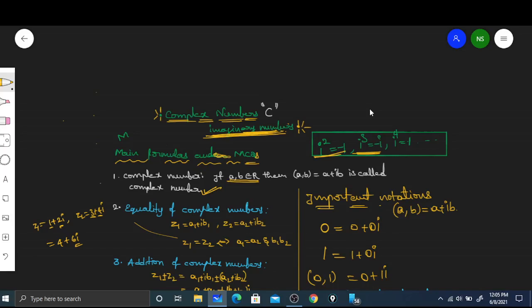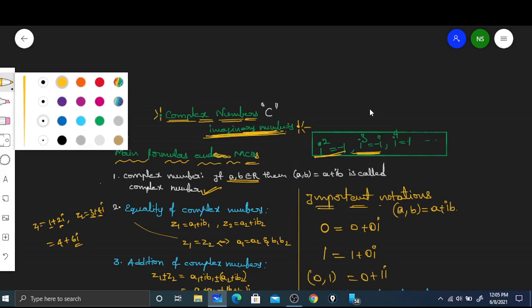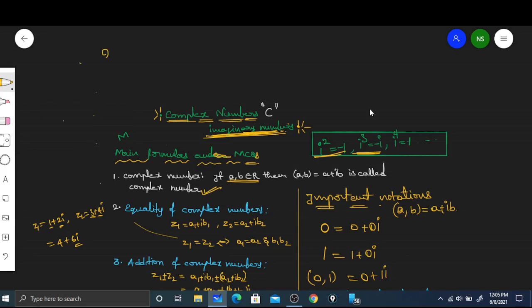Hi students, today I am going to explain complex numbers, what is meant by a complex number and the parts of complex numbers. If you observe clearly, 2 plus 3i is one example I have taken. Here, 2 is called the real part and 3i is the imaginary part. What is imaginary actually?